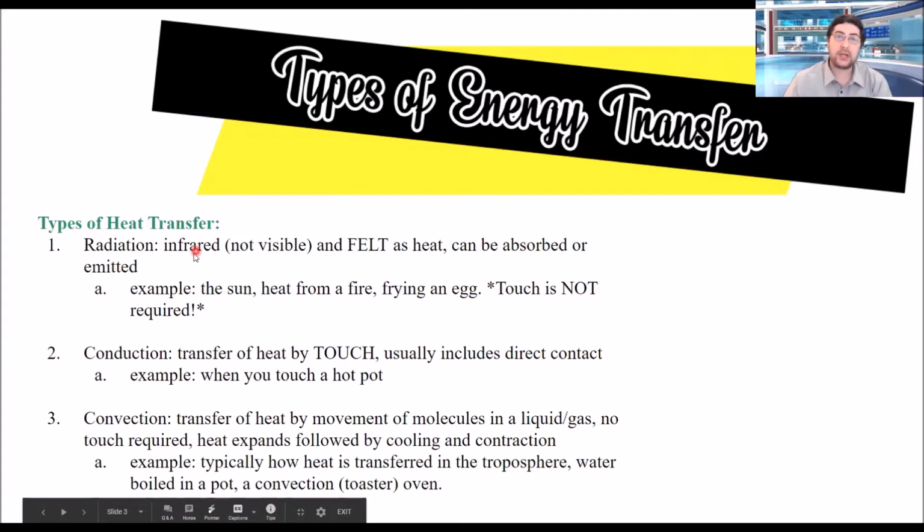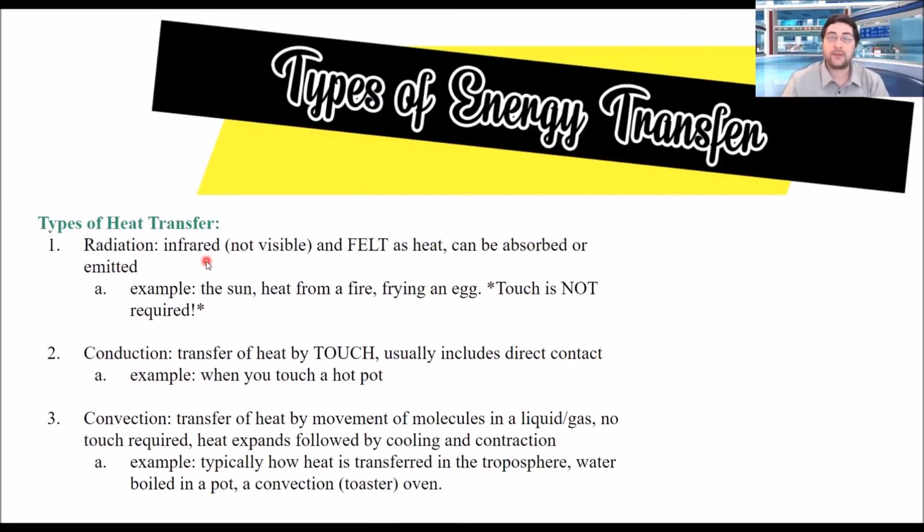So radiation is going to be transferring heat by an electromagnetic wave. Typically, we think about getting light from the sun. That would be a transfer of energy from the sun to the earth through light. That would be visible light, that would be UV light, that would be infrared light. All of those forms would be transfer of energy through radiation.